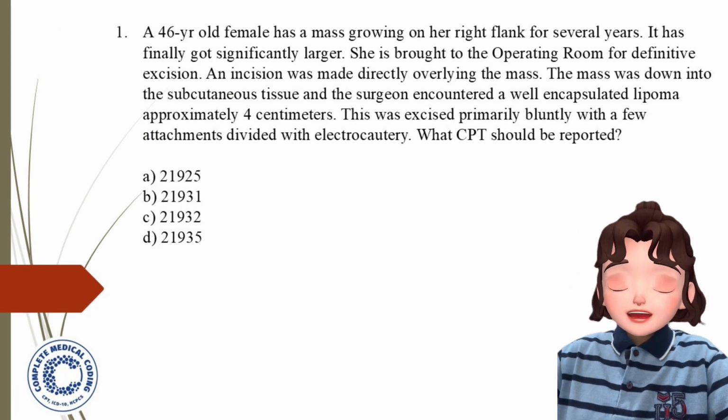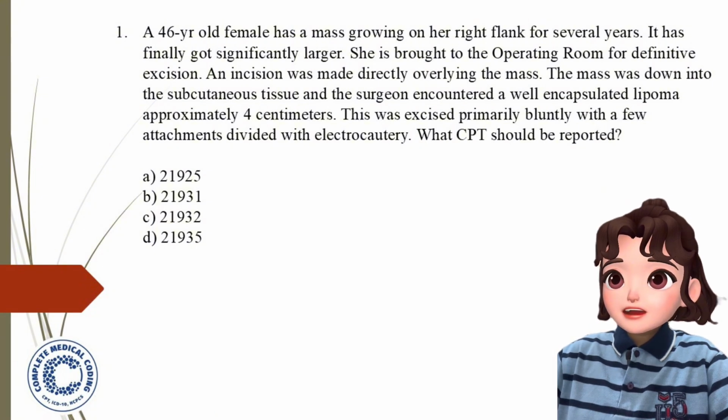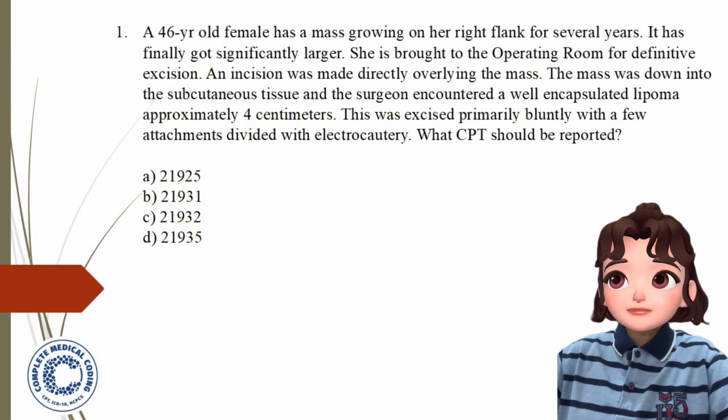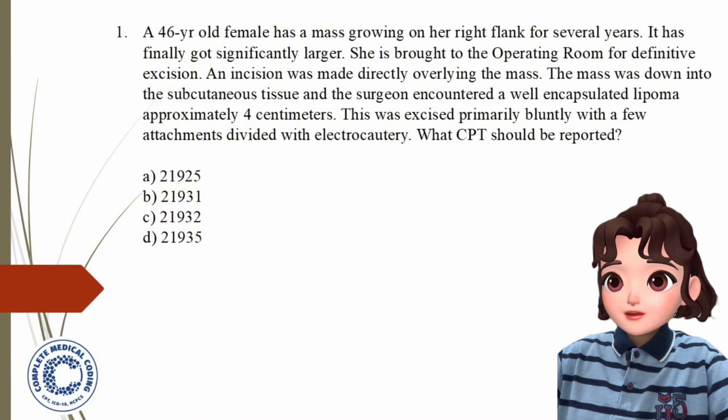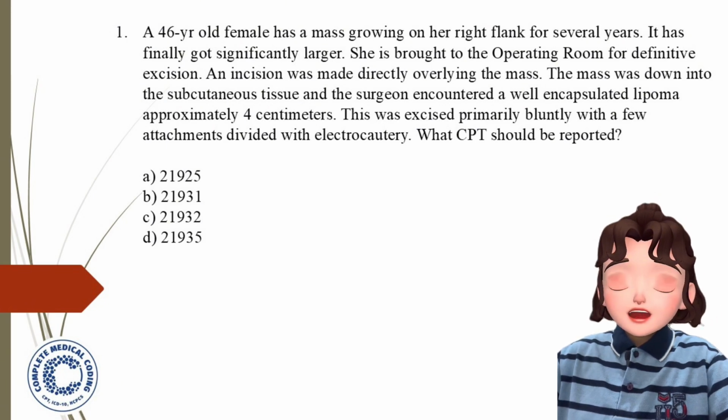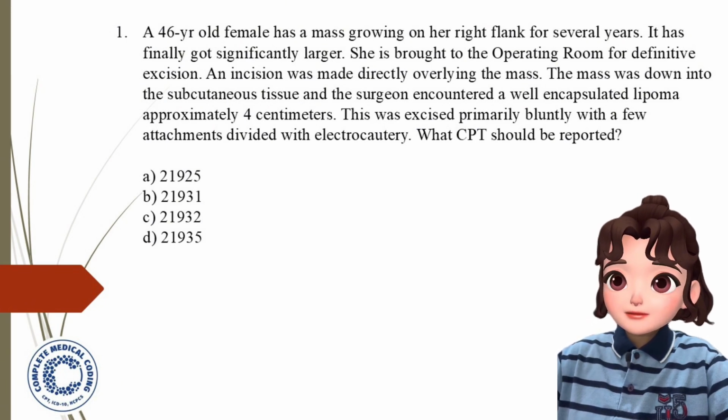Moving to the first question: a 46-year-old female has a mass growing on her right flank for several years. It has finally gotten significantly larger. She is brought to the operating room for definitive excision. An incision was made directly overlying the mass. The mass was down into the subcutaneous tissue and the surgeon encountered a well-encapsulated lipoma approximately 4 centimeters. This was excised primarily bluntly with a few attachments divided with electrocautery. What CPT code should be reported?